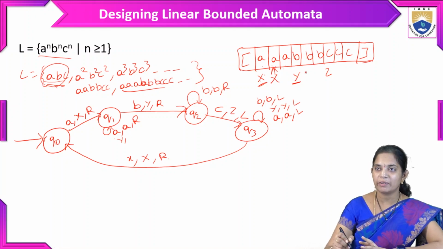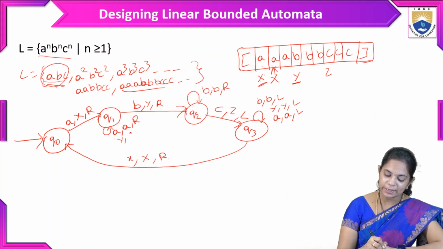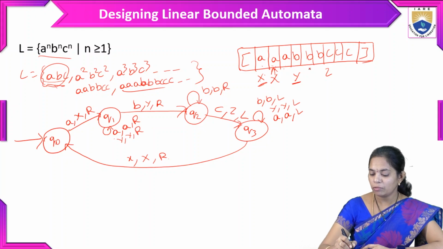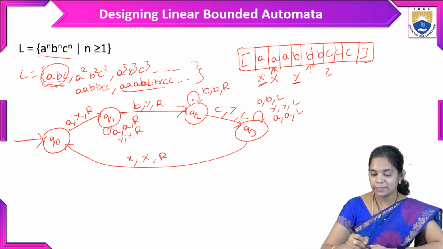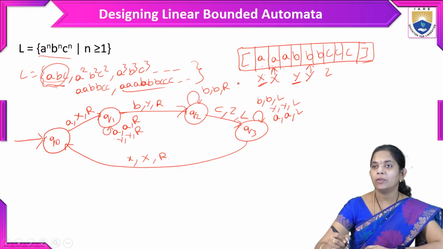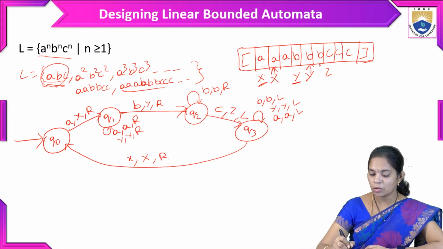Then we can't change the value of y. So y is replaced with y and we move to the right direction. Then we saw the b value, so b is replaced with b and we move to the right direction. And then we saw the Z value here.